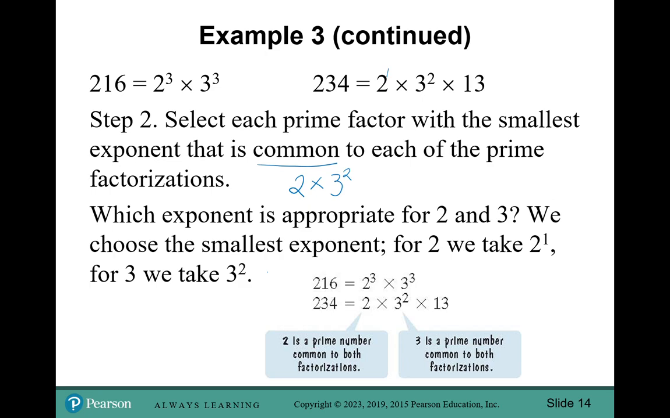So the next part says which exponent is appropriate for 2 and 3, because that is what is in common. We chose the smallest exponent for 2, so that's why we took 2 to the first power. And for 3, we took 3 to the second power. So 2 is a prime number common to both factorizations, and 3 is a prime number common to both factorizations.